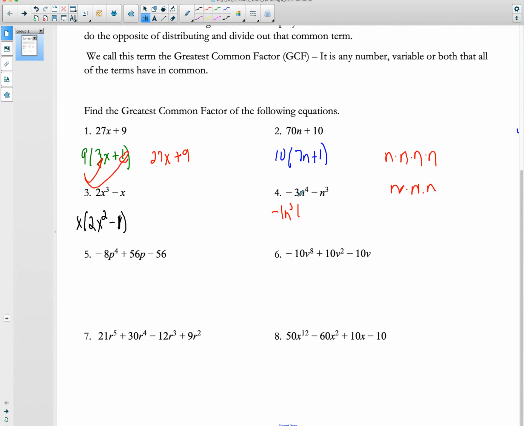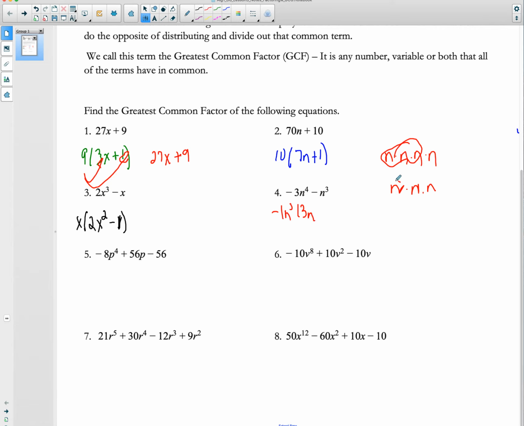Now let's see what was left. Negative 3 divided by negative 1 would be a positive 3. Now I had 4 n's. I take out those 3 right there. How many n's do we have left? I have just that 1 n left.